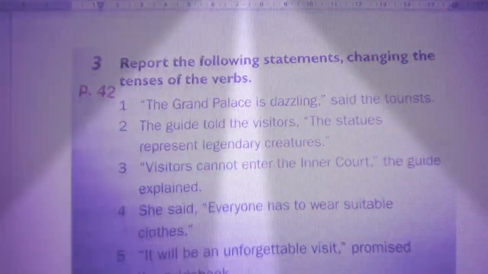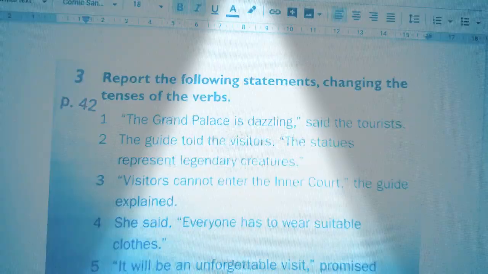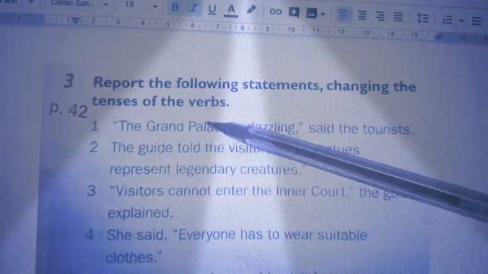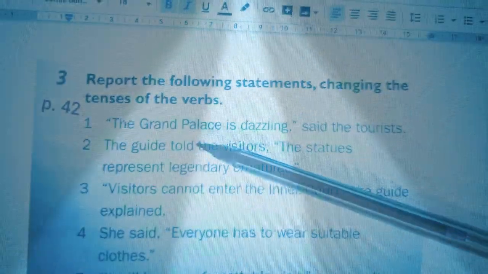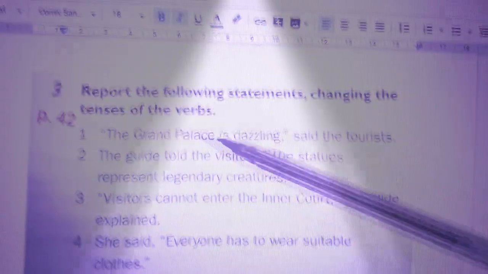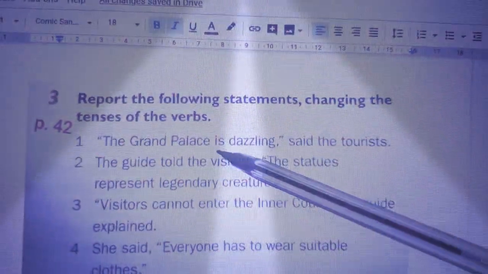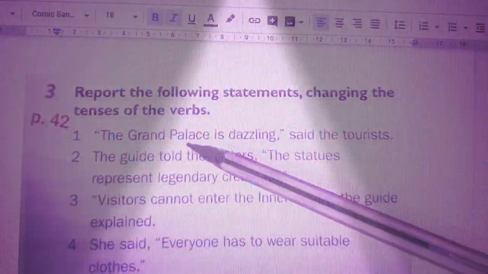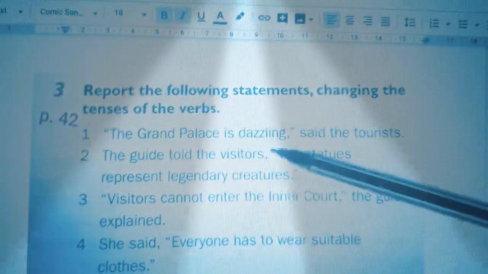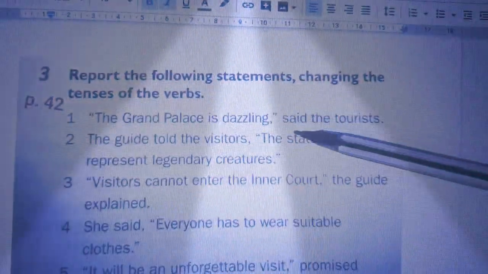So now I'm going to change it orally, then I will show it to you. The Grand Palace is dazzling, said the tourist. The tourist said that the Grand Palace. See, this is the subject, the Grand Palace. After that, no, I need to change this verb. So what is the past form of is? Was, because this is singular, so we use was. The Grand Palace was dazzling. So the tourist said that the Grand Palace was dazzling.